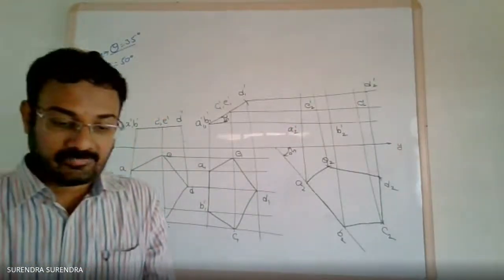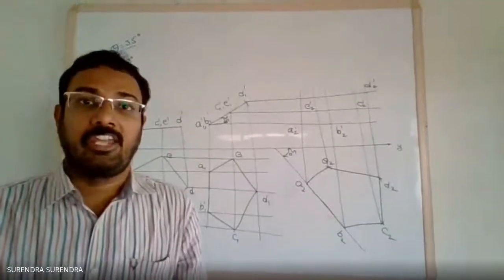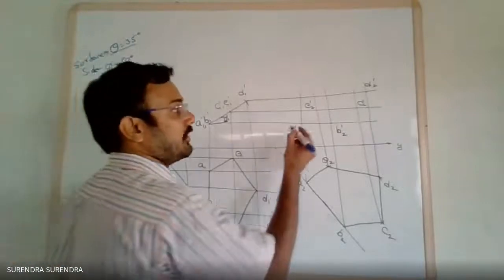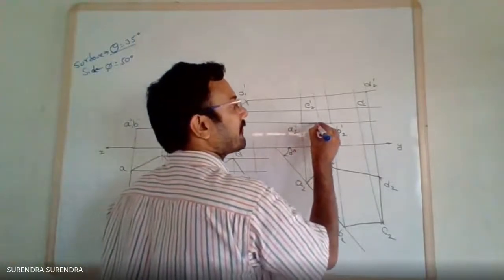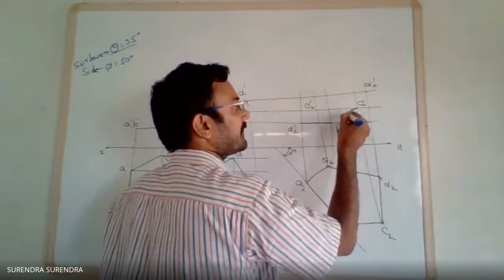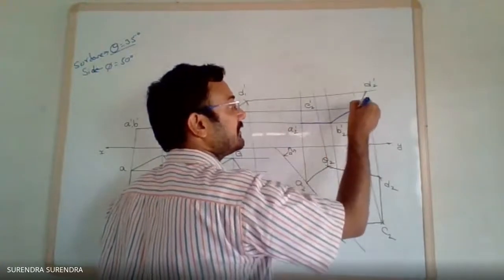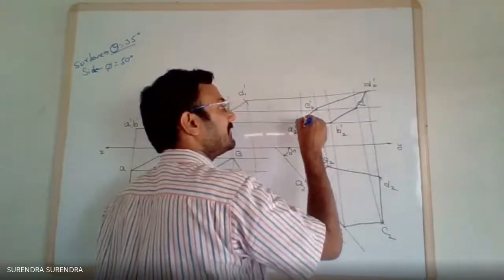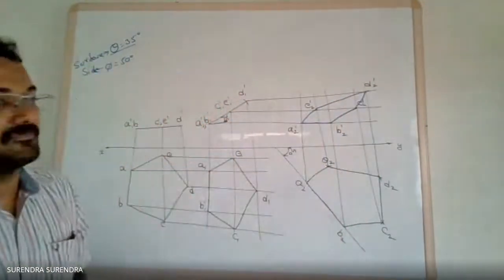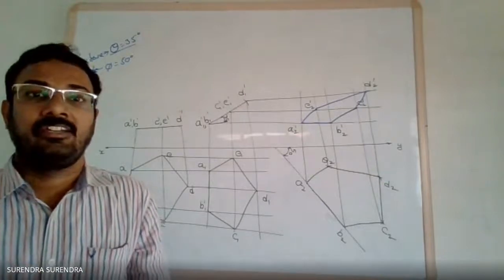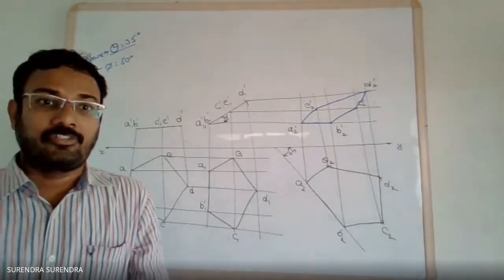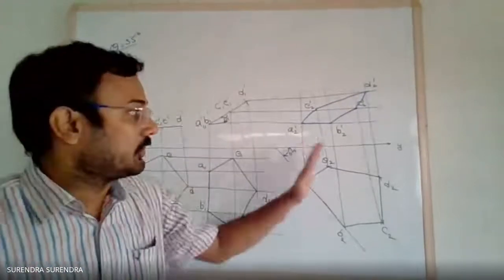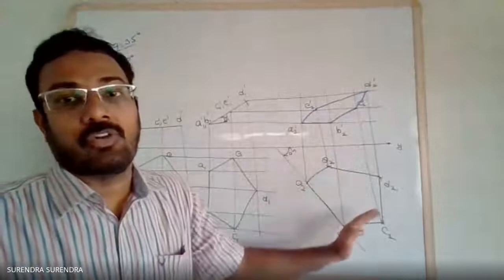Now join all these with a straight line in the same order: AB, BC, CD, DE and EA. So join AB, BC, CD, DE and EA. You are going to get a pentagon, the final view of the pentagon in front view. So these two are the final projections that we require.